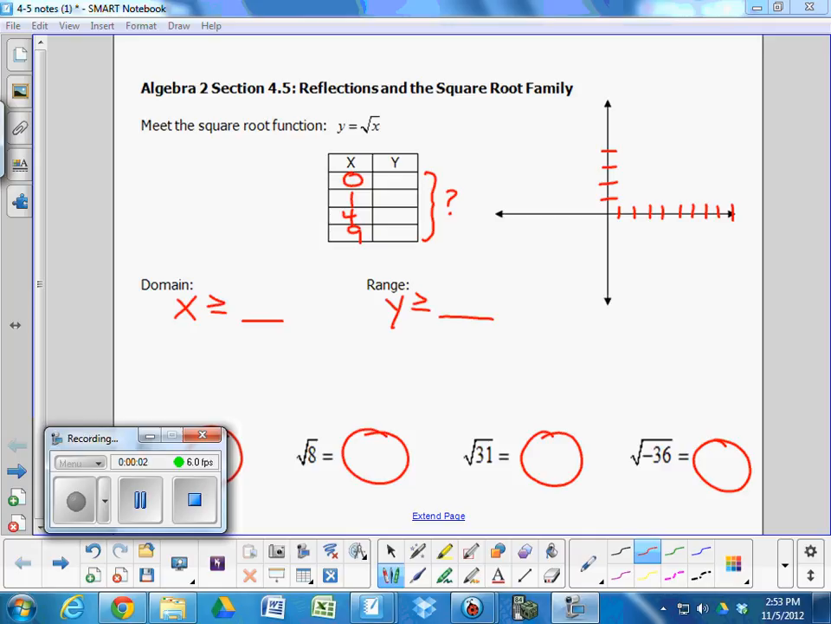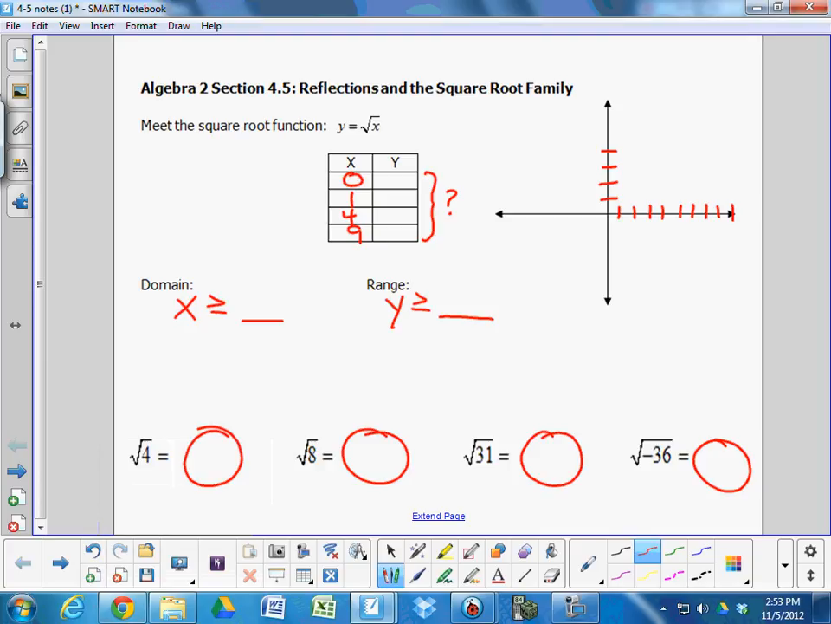Here we go. We're on section 4.5. These are the notes. I asked you in class today to plug in 0, 1, 4, and 9 for x. And what do you get for y? The square root of 0, square root of 1, square root of 4, square root of 9. Plot those points. 0, 0 is right there.